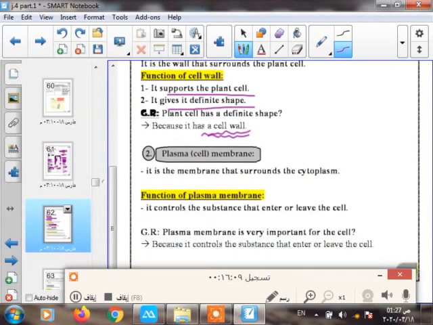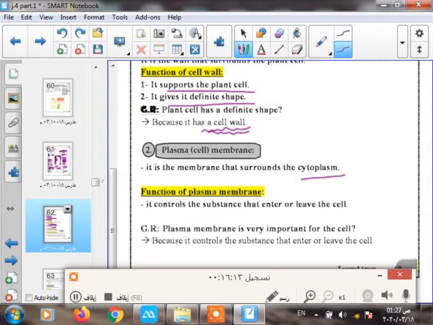Plasma membrane, the membrane that surrounds the cytoplasm. It controls the substances that enter or leave the cell. So the plasma membrane is very important. Why? Give reason: because it controls the substances that enter or leave the cell.